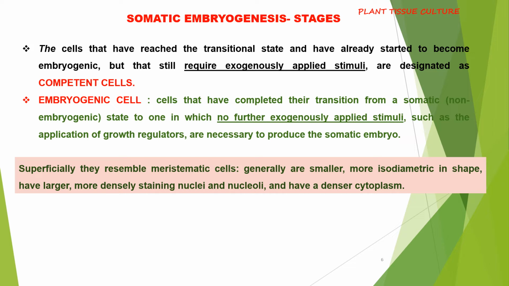These embryonic cells resemble meristematic cells, however, they are generally smaller, more isodiametric in shape, with densely stained nuclei and have a denser cytoplasm when compared to the normal meristematic cells.